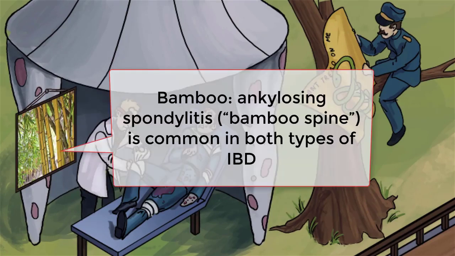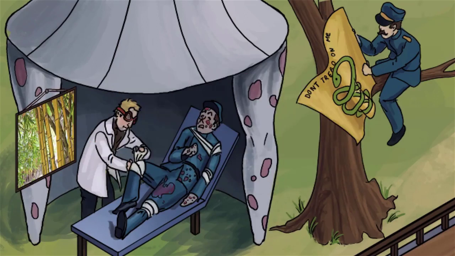Finally, there's ankylosing spondylitis. This is a classic buzzword for IBD. Patients present with worsening back pain and eventual bending forward of the spine. Remember that ankylosing spondylitis is our classic bamboo spine, hence the very out-of-place bamboo that we have growing next to the medical tent. Hang on a sec.